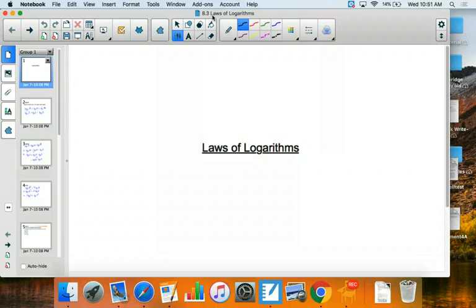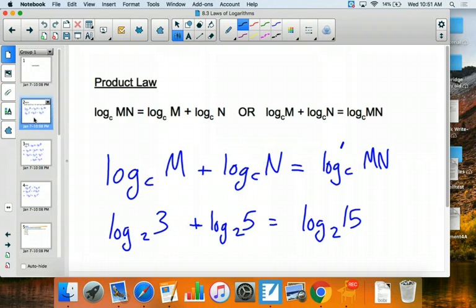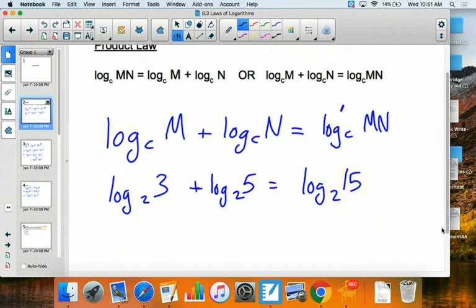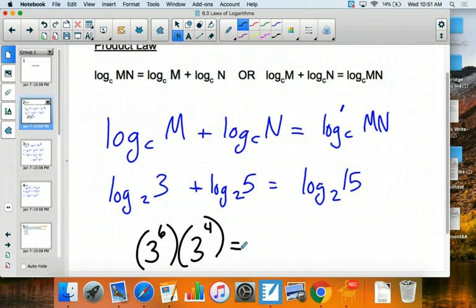So we're going to briefly go through them and we're going to spend more time just looking at the examples. So the first one is actually called the product law. And it's kind of the opposite of what your exponential law was. So with exponents, if you had, let's say, 3 to the power of 6, and you were multiplying it by 3 to the power of 4, what did you do with those exponents? You added them. So this would then have been 3 to the power of 10. And we talked about how logarithms are the inverse of exponents, so it's kind of the inverse thing happening here.